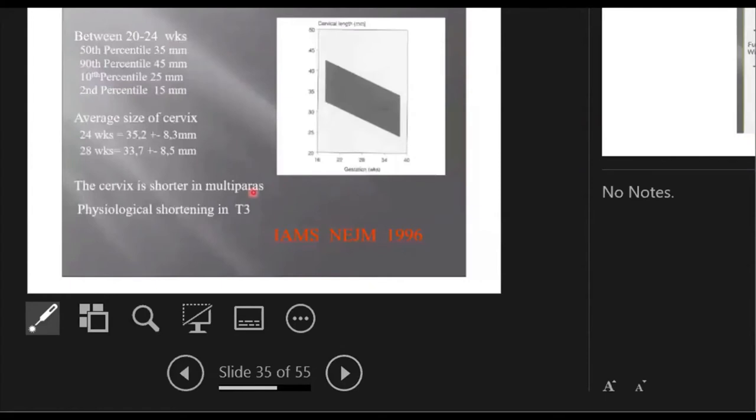So it's important for us to understand that the normal cervix at 20 to 24 weeks, on average, measures about 35 millimeters. Are we together? So the normal is about 35 millimeters. Of course, there are variations. You can say 35 plus or minus 8, or 33 plus or minus 8.5, but on average, it's about 35. And we have already said that if it measures less than 25 millimeters, it's a short cervix.